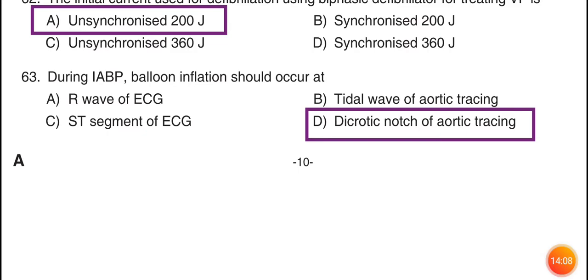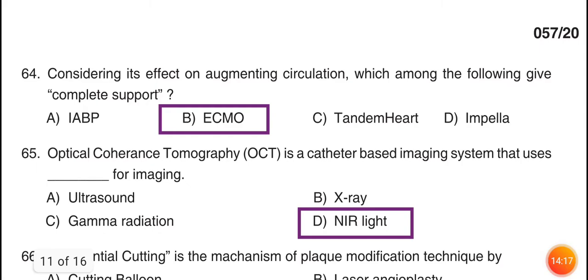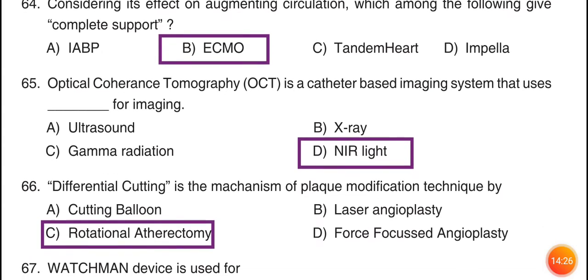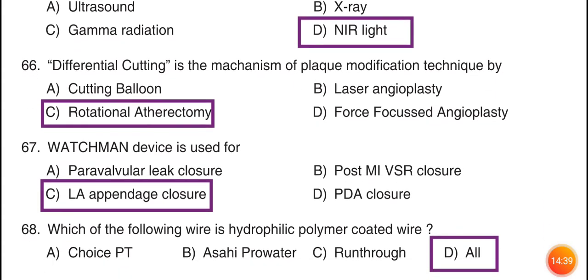63. During IABP, balloon inflation should occur at option D, dicrotic notch of aortic tracing. 64. Considering its effect on augmenting circulation, which among the following gives complete support? Option B, ECMO. 65. Optical coherence tomography, OCT, is a catheter-based imaging system that uses dash for imaging. Option D, NIR light.